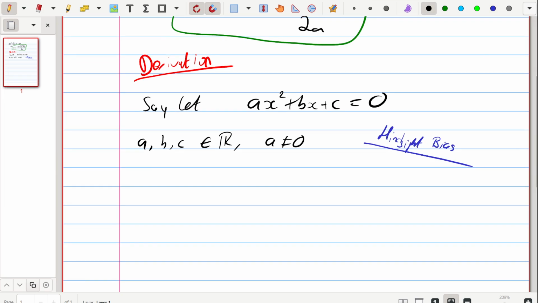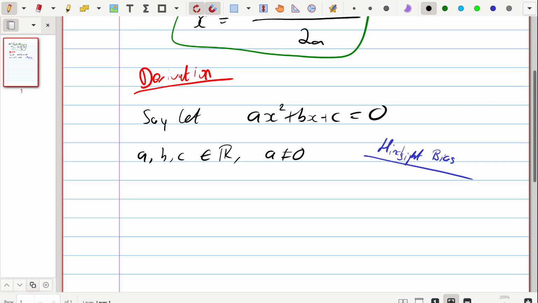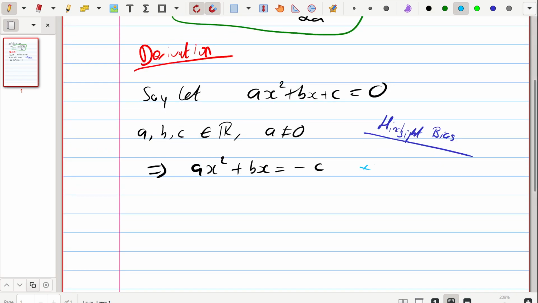So the first thing I'm going to do is a step that you might intuitively think of. I'm going to subtract c from both sides. So we'll start with ax squared plus bx equals negative c. Next, I'm going to multiply both sides by 4a, just so we get the minus 4ac. So here we have 4a squared x squared plus 4abx is minus 4ac.